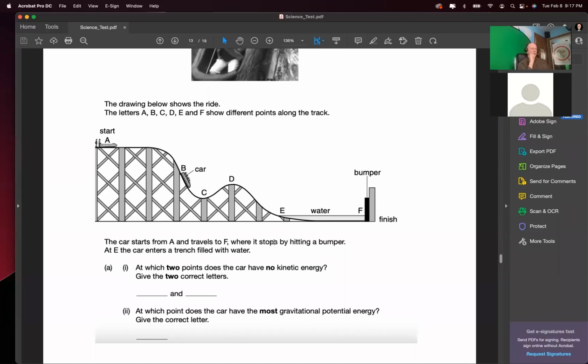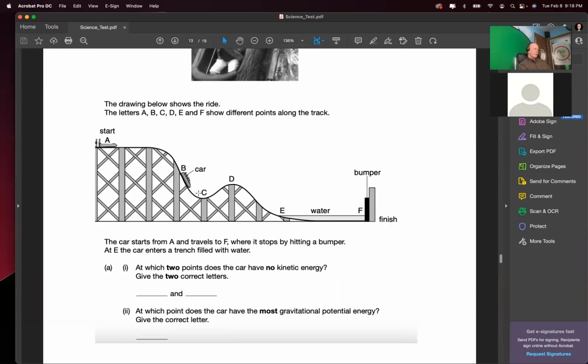The cars are not powered by a motor. What forces the cars to move along the track from B to C? So from here to here. In the globe model, it would be gravity. This is a test of your knowledge of the globe model. When the car splashes through the water at E, it slows down. What force acts on the car to slow it down?